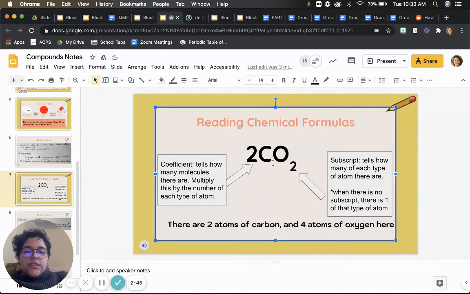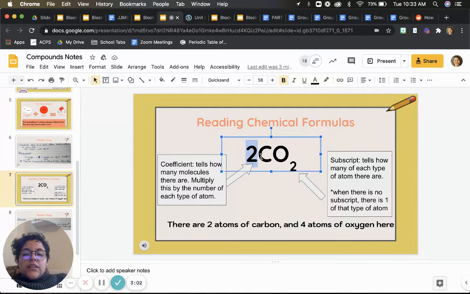So let's now look at the numbers. So here we have a big number, and this big number is called a coefficient. It tells you how many molecules there are. And you're going to multiply this by the number of each type of atom. So here it's telling me I have 2 CO2 molecules. So that means I have 2 carbon atoms, and then I have 4 oxygen atoms.